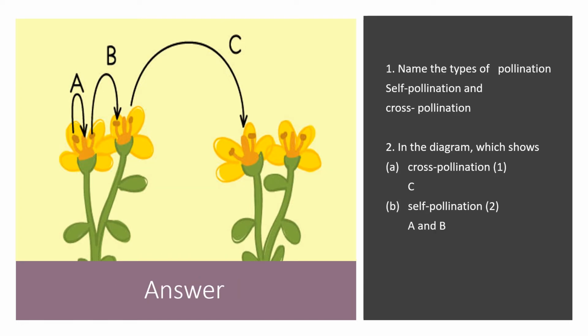Now, we will check if our answers are correct. Number 1. Name the types of pollination. These are self-pollination and cross-pollination. Number 2. In the diagram, which shows A. Cross-pollination, the answer C. B. Self-pollination, the answer A and B.